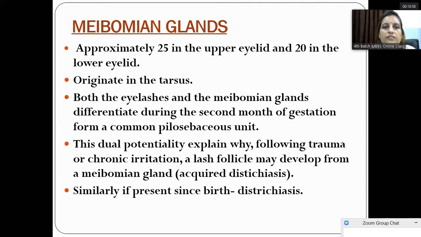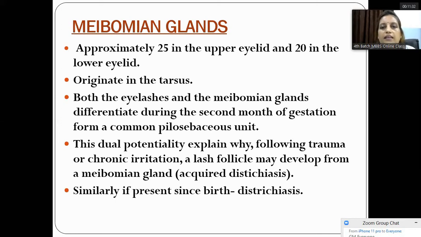They originate in the tarsal plate. Both the eyelash and the meibomian gland differentiate during the 2nd month of gestation from a common pilosebaceous unit. This dual potentiality explains why following trauma or chronic irritation, the lash follicles may develop from the meibomian glands, which is called acquired distichiasis. Similarly, if present since birth, it is called congenital distichiasis.